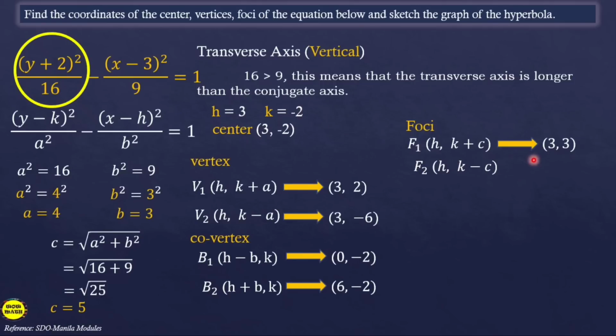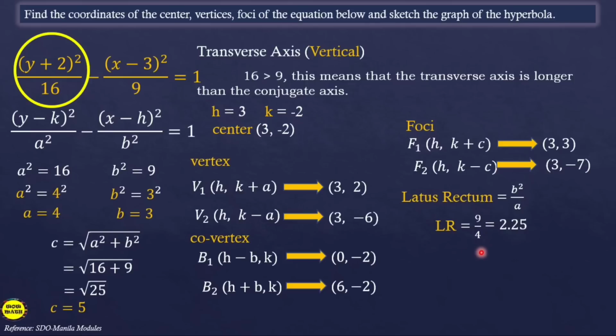Minus 5, that is negative 7. So, 3, negative 7. And then yung latus rectum natin, gamit yung formula, b squared over a. Yung b squared natin is 9. So, 9 divided by 4, since yung a natin is 4. So, 9 divided by 4, the answer is 2.25. So, yung latus rectum natin is 2.25.